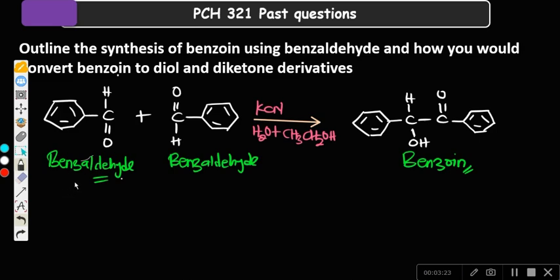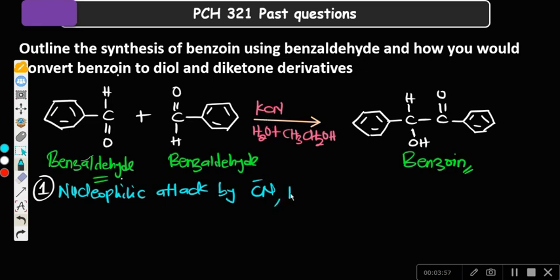Now, let's write. The first step is abstraction of proton, not necessarily abstraction of proton, attack by the cyanide. Are you getting a nucleophilic attack by cyanide? You can decide to write it. One, nucleophilic attack by cyanide ion. But I don't think there is any need for you to write it, but you can write it. You know, this potassium cyanide can divide into two to give us cyanide ion and potassium plus. But the cyanide ion is what is actually attacking.